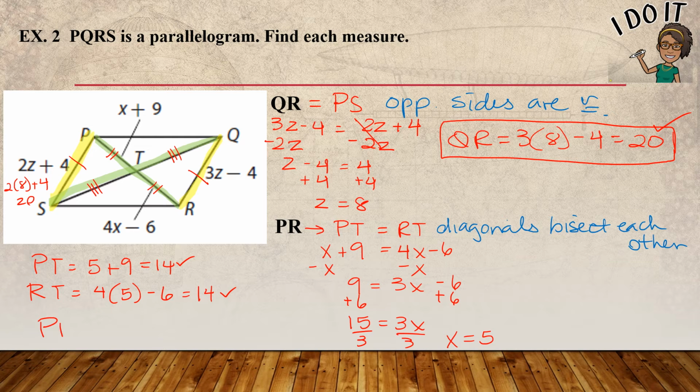So that means that PR is going to equal 2 times 14. So 2 times 14 gives me 28. And the reason why we're multiplying this by 2 is because we have 2 segments, and those 2 segments make up PR.